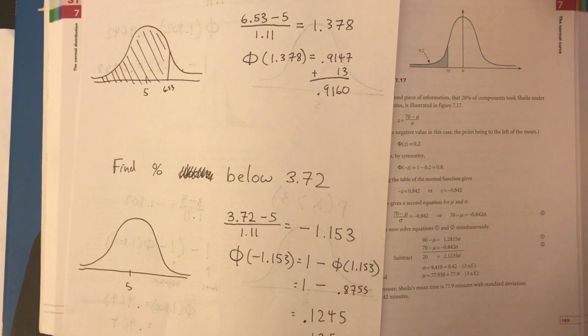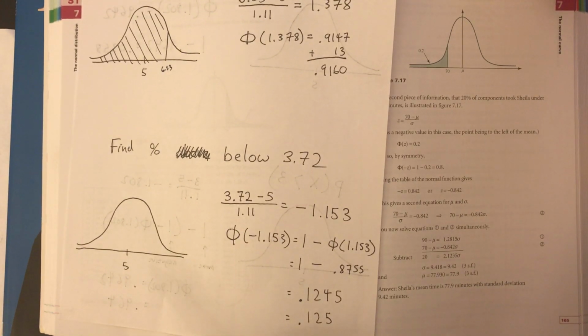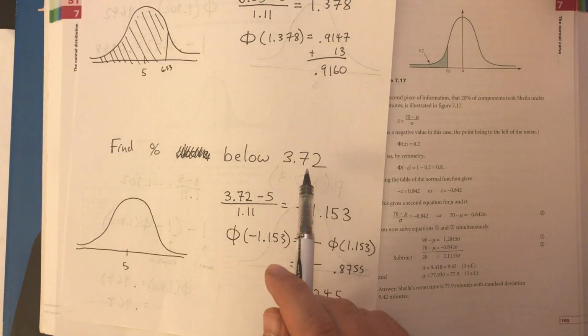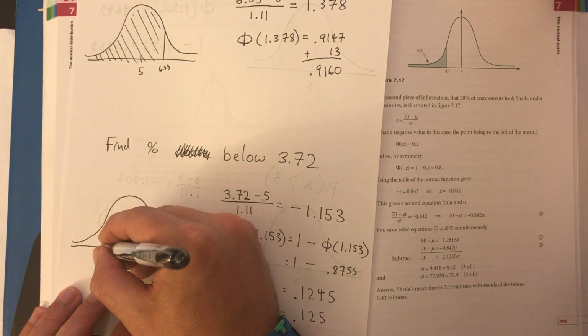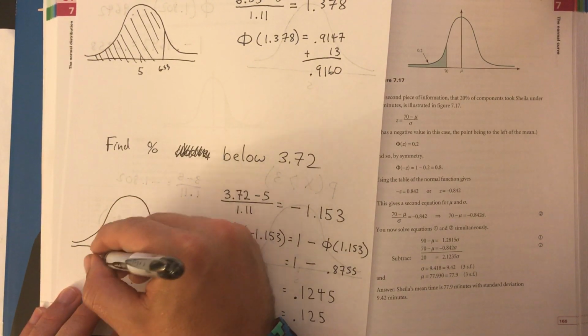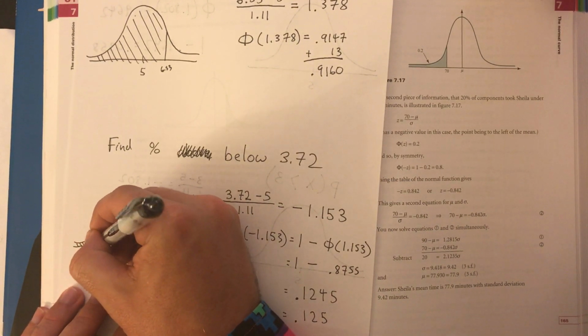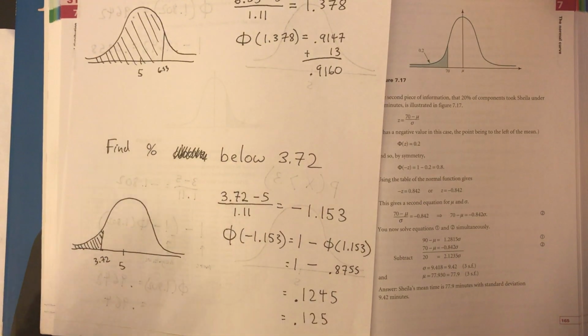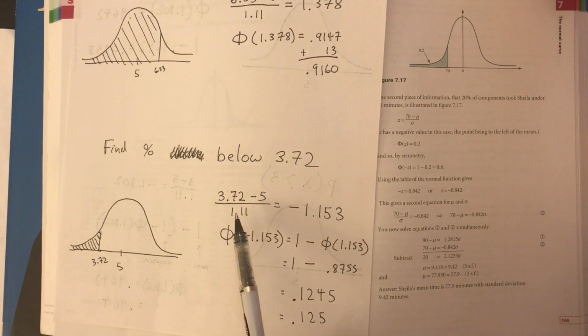Okay, what if they want the percentage below something, 3.72? How is that different? Well, now we are to the left side of our curve. So just by looking at our picture, something small is what we're expecting as the answer, certainly well less than 50%. Okay, same process. We jam it into the z-score formula.